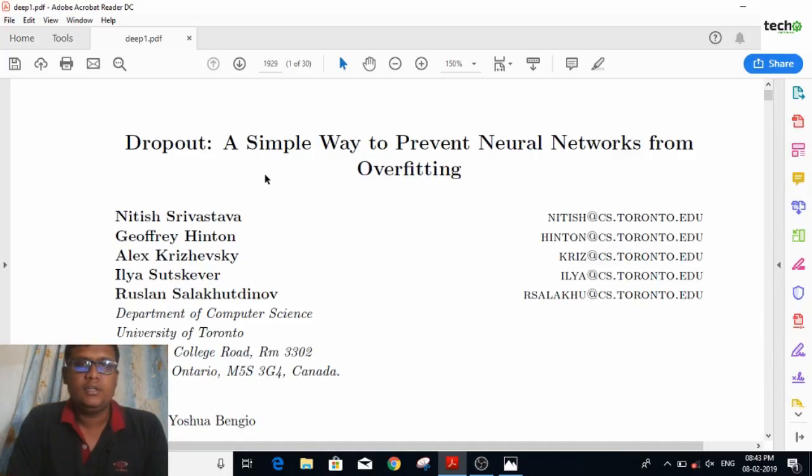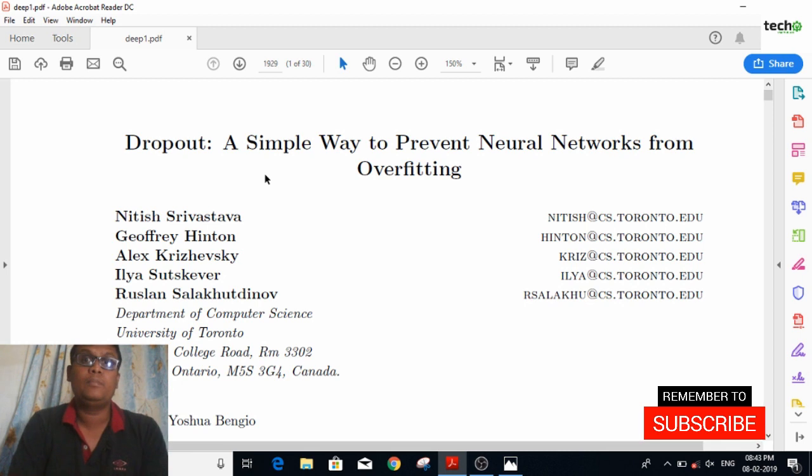This is the paper. It is a simple way to prevent neural networks from overfitting. Overfitting is the most common problem which occurs in neural networks. Overfitting is like it works efficiently only for the training data set. So the efficiency will be 100%. But whenever you go for testing, the efficiency will be considerably reduced to 40%.